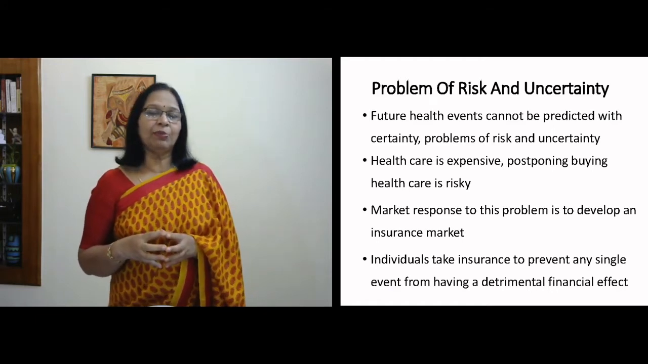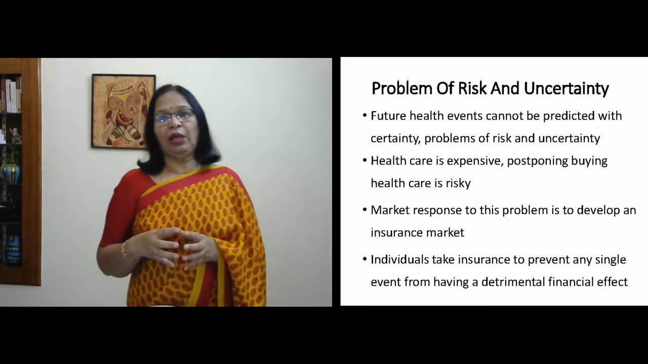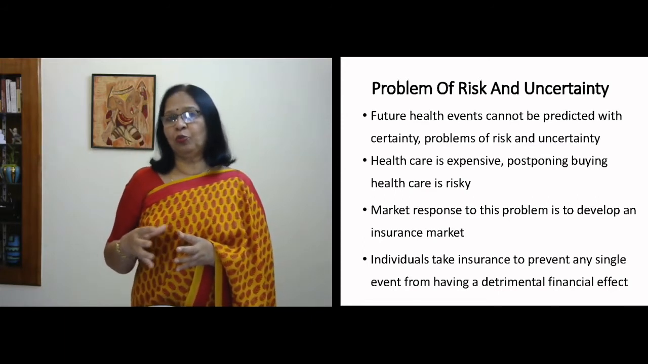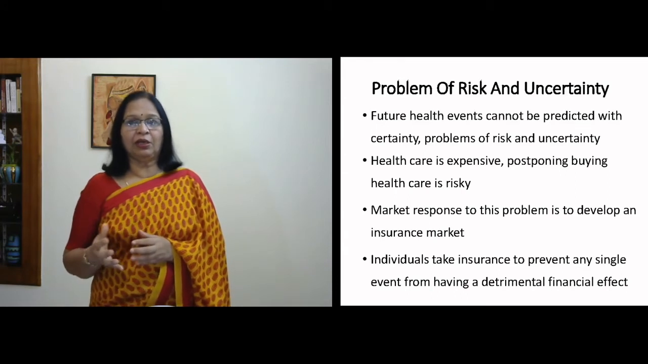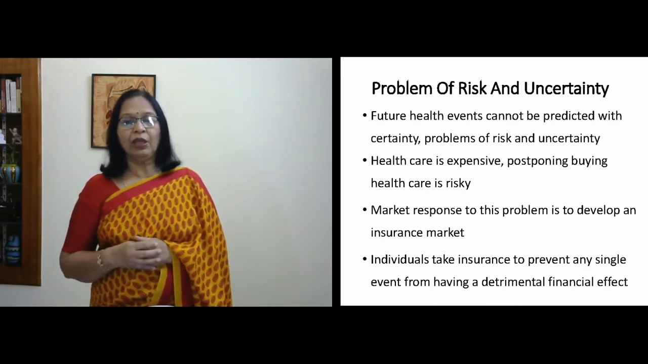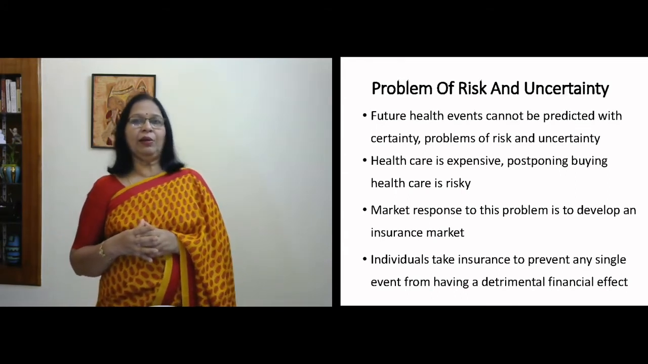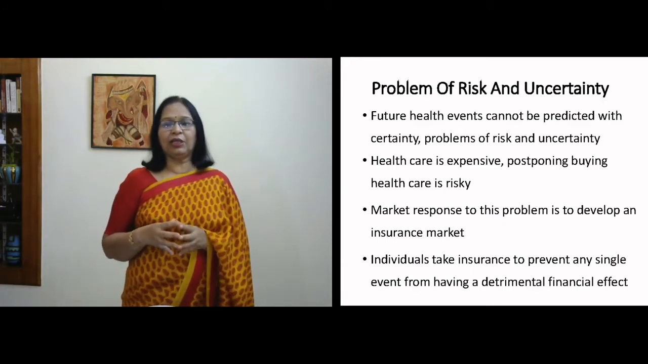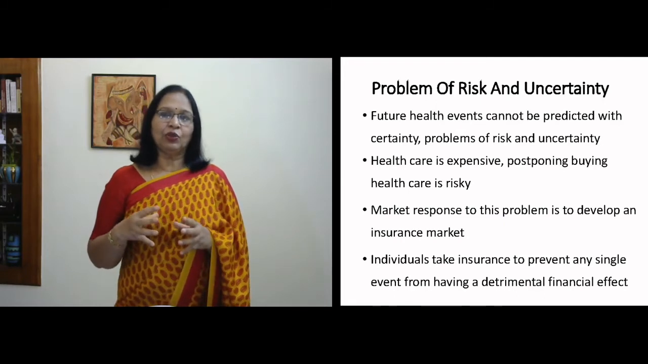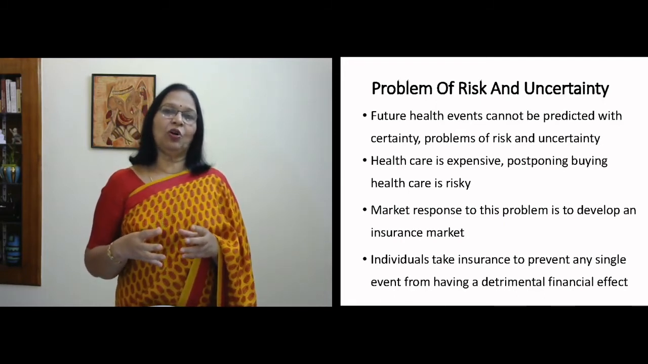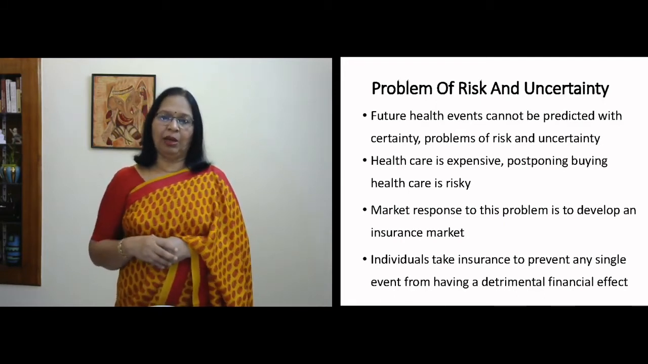So this happens because we can't postpone healthcare. It's not always good to postpone healthcare. The consequences may not be the right one that we expect. Now, how does the medical market respond to this kind of health risk and uncertainty? The medical market has developed what is called the medical insurance market.